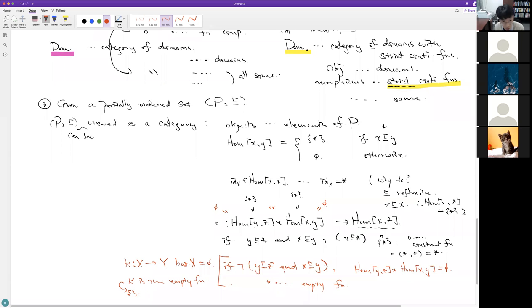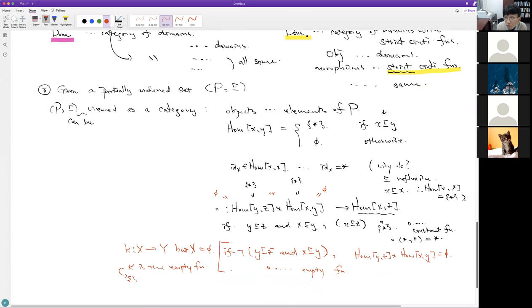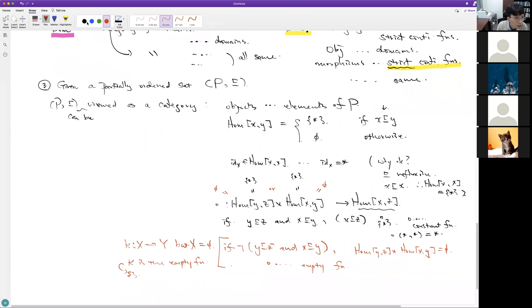The point I'm making is that any partially ordered set is going to induce a category. And this category is very different. An object in this category is not a space, it's an element of P. And the morphism is really an encoding of this partial order. So let me tell you some examples of this.